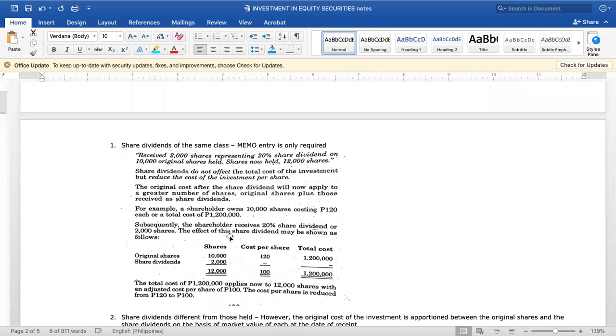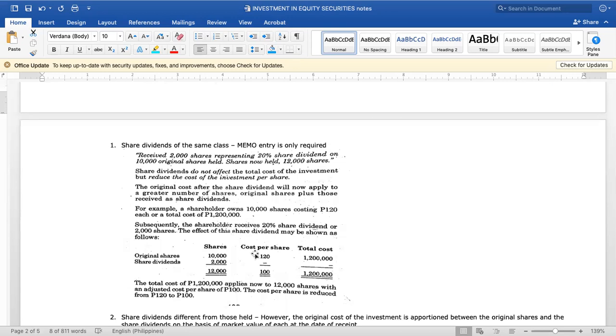So you receive 2,000 shares representing 20% share dividend on 10,000 original shares held. Shares now held: 12,000 shares. Okay, so di ba kagina, pag share dividend, it does not affect the total cost of investment. It increases the number of shares, but at the same time, it reduces the cost per share.